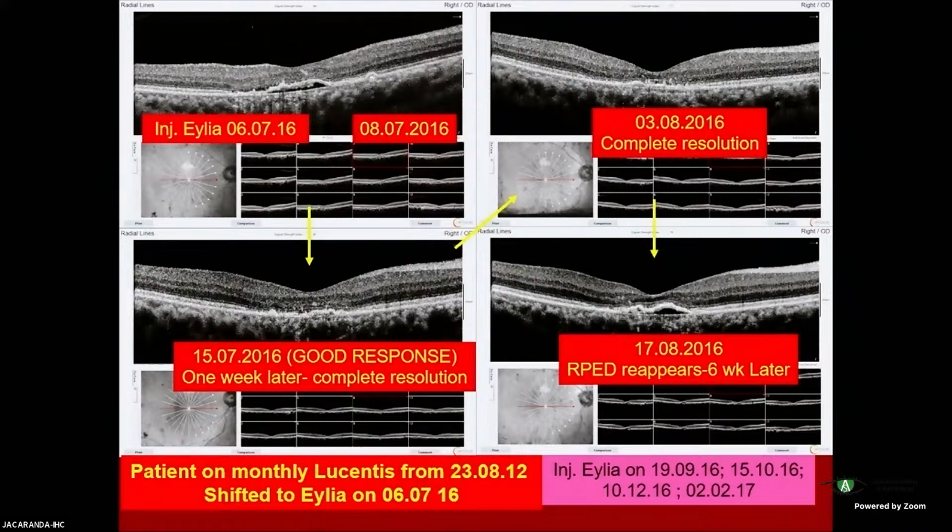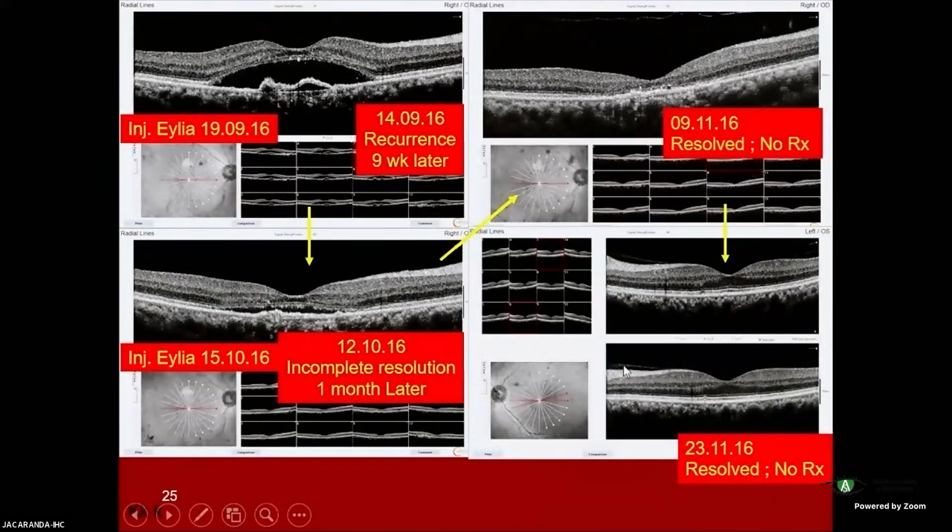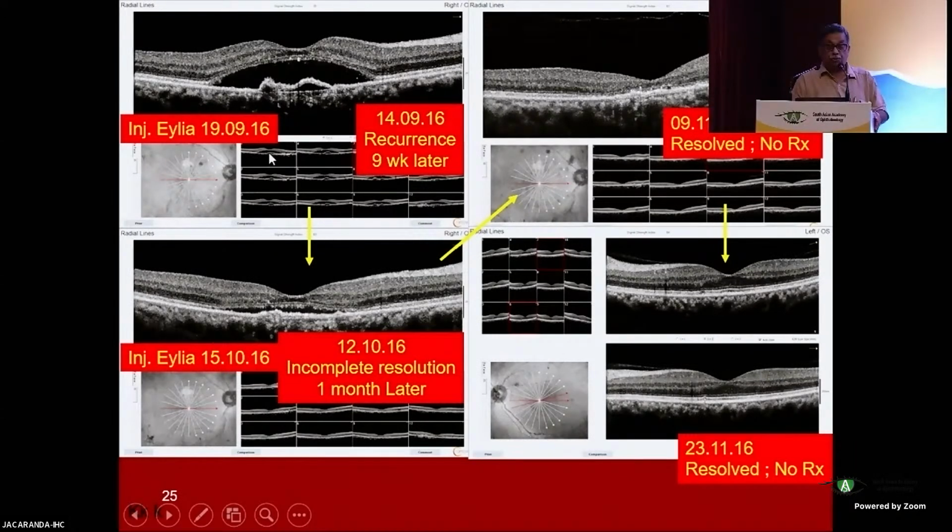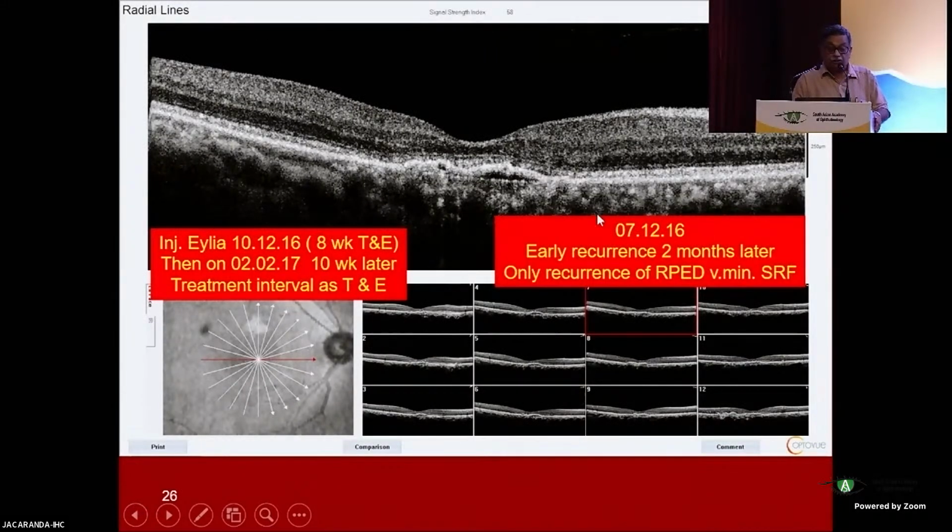Now what happens? We normally say don't treat the RPED, and I didn't treat the RPED. So when you don't treat the RPED, then the fluid started to come back. When the fluid came, we treated again. And there was incomplete resolution. Now you can see here, 9 weeks later, there was a full-fledged recurrence, again resolved, stayed okay, and stayed okay for some more time.